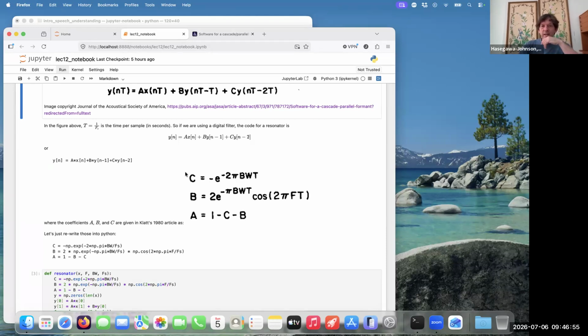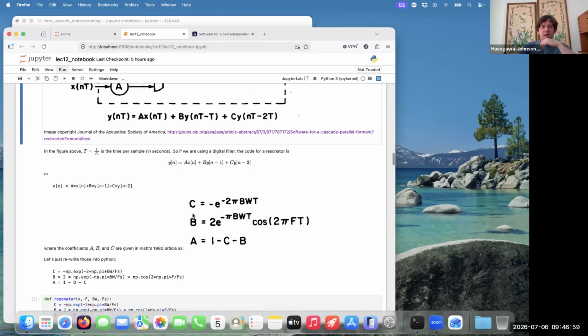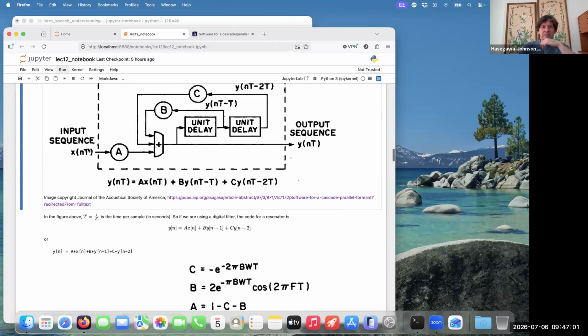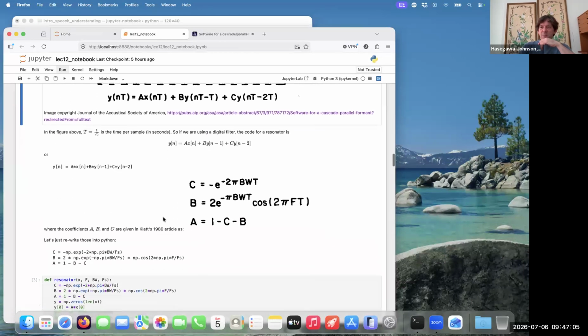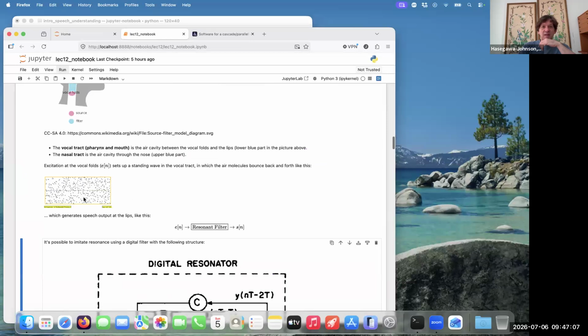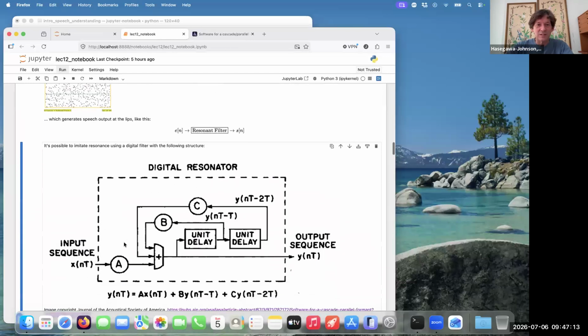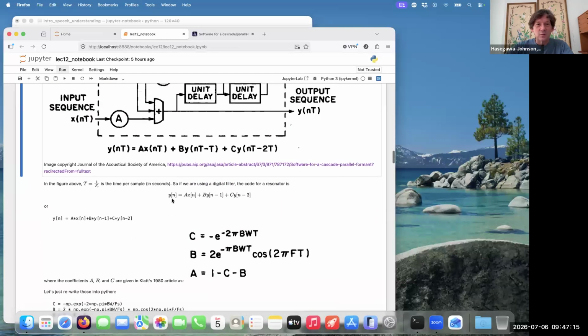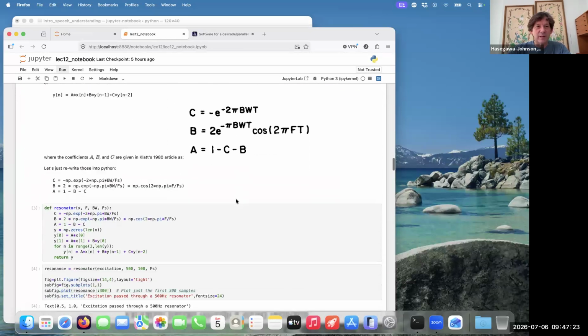And so if we scale by exactly these coefficients and feed them back and add them together, take the input and add it to these two feedback terms, then we can simulate this kind of resonant behavior where we get a resonant echo inside a small chamber. In this case, the small chamber is your mouth. So we'll just create y[n] equal to a times x[n] plus b times y[n-1] plus c times y[n-2].